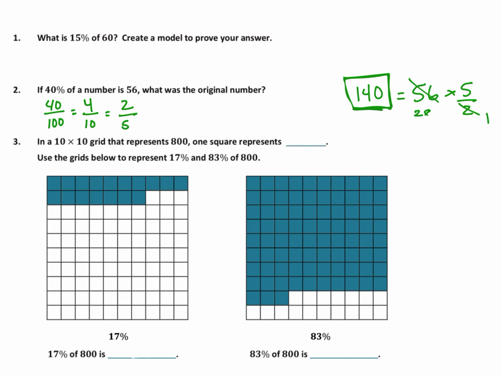Number 3 says, in a 10 by 10 grid that represents 800, one square represents blank. So if there are 100 squares and we want it to be representing 800, each of these squares needs to represent 8. Each of those squares will be worth 8. Use the grid below to represent 17% and 83% of 800. So we're filling in 17 boxes, but each one is going to be worth 8.